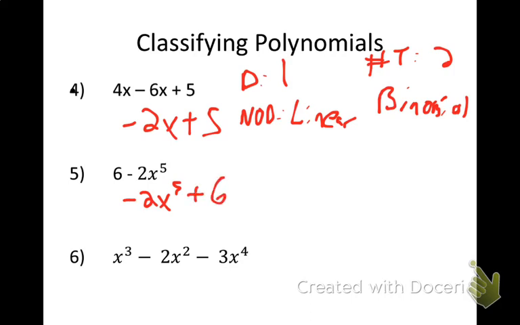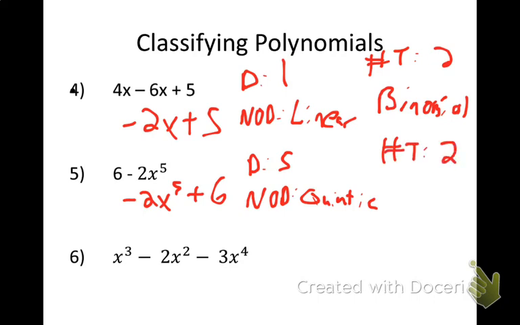Degree is what now, Sophie? What's my degree? The name for degree of 5. Do you have it, Sophie? Quintic. Nice job. That is a quintic. Number of terms. How many terms are there here, Bailey? 2. And that is called a binomial.